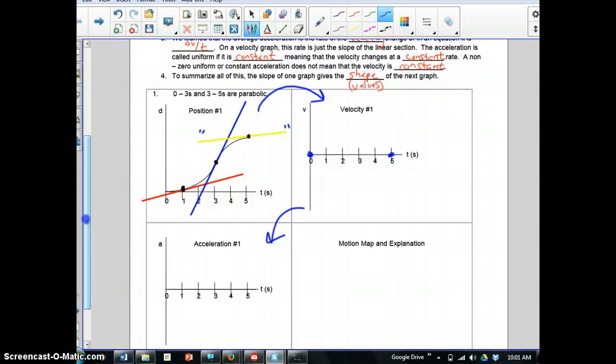At 3, is that a very large positive slope or a very large negative slope? How do you know if it's a positive slope? It's a positive slope if it increases from left to right. If it decreases from left to right, that's a negative slope, right? So at 3 seconds, is that a large positive or a large negative? Large positive. It's the largest slope in the entire curve, right? So at 3 seconds, the slope is very large, which means the value is large. We're plotting the slopes as values.